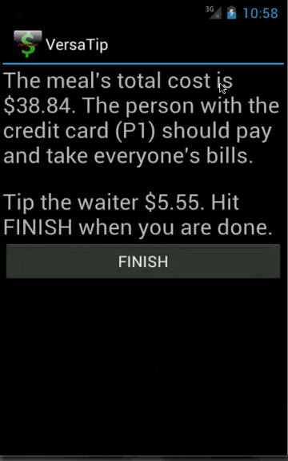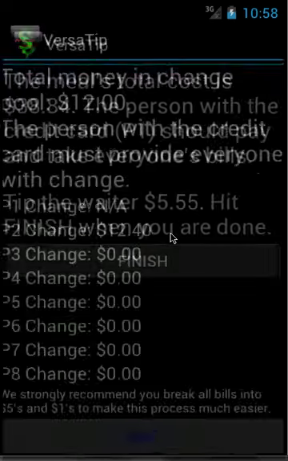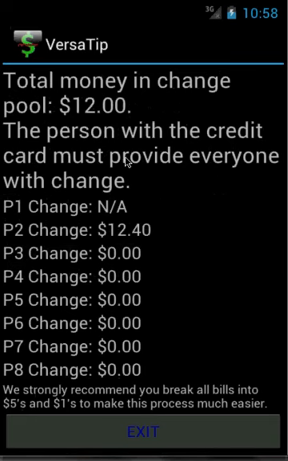Just like before, VersaTip will tell you the total meals cost, and it will also calculate the tip. Once we hit Finish, the person with the credit card must provide everyone with the change, which VersaTip displays in an easy-to-read list. And that's all there is to it. Just hit exit and you're done.